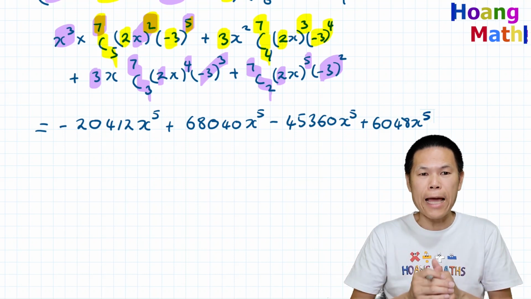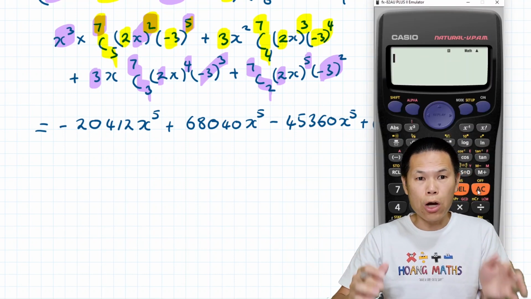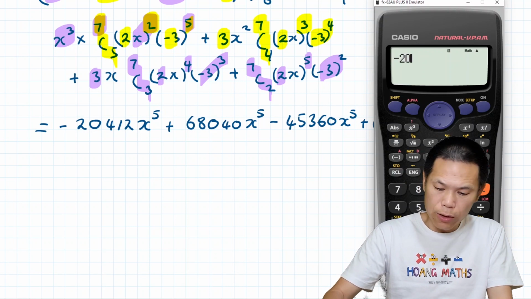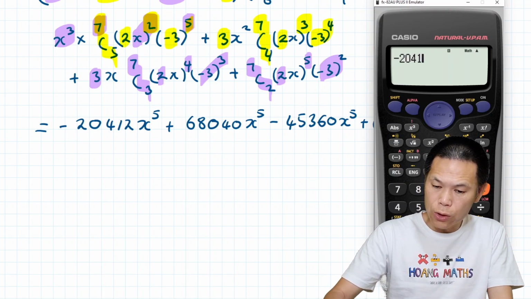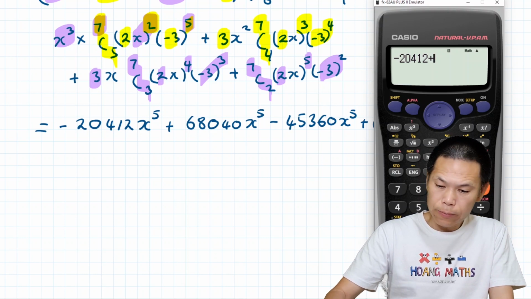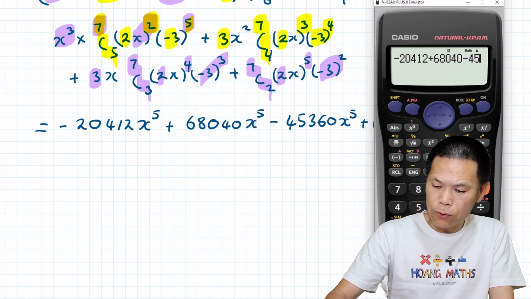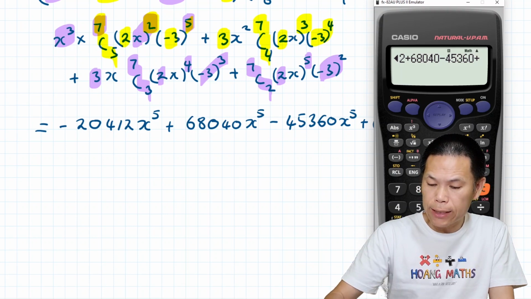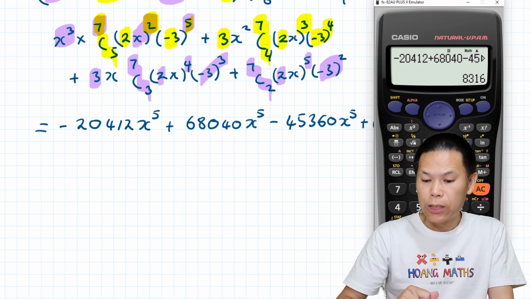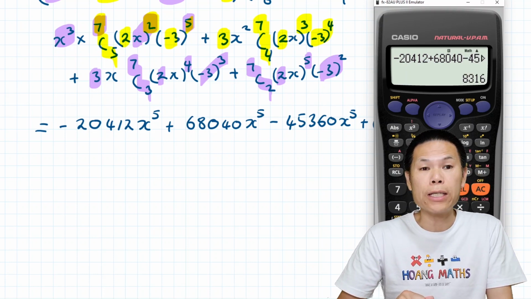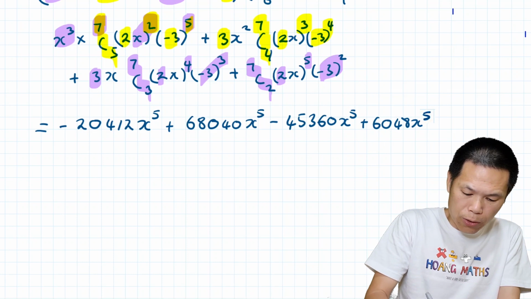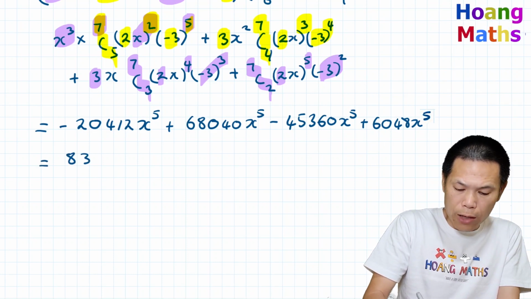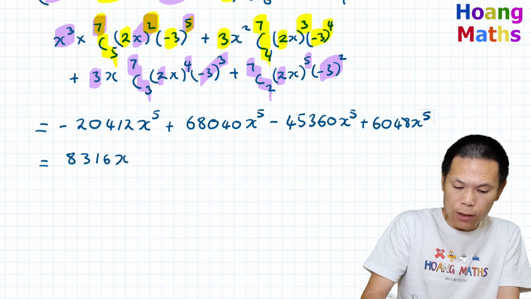So let me just collect these like terms first. So just go negative 20,412 add 68,040, then we minus 45,360, then we add the last one that is stored in the answer, so I just press add answer. So there you go, 8,316. So that is equal to 8,316 x to the power 5.